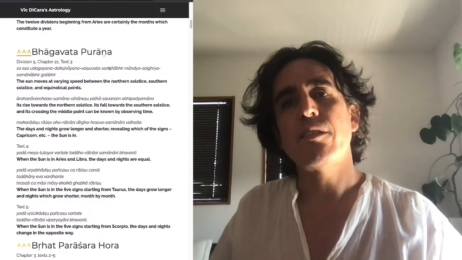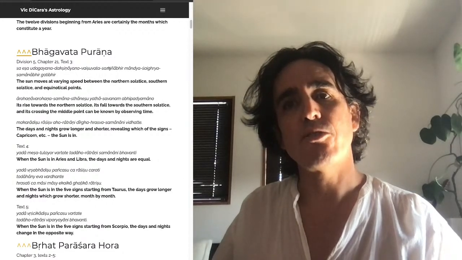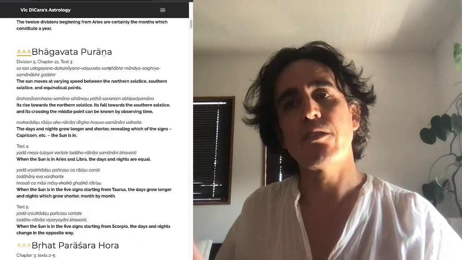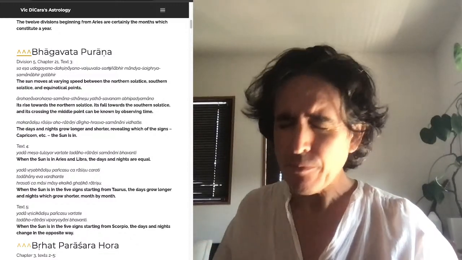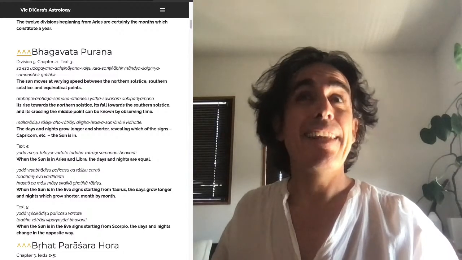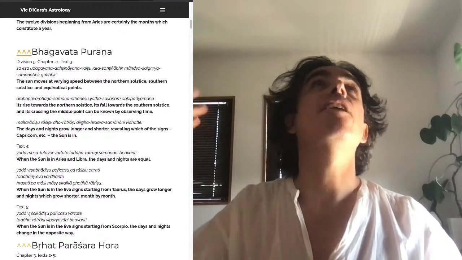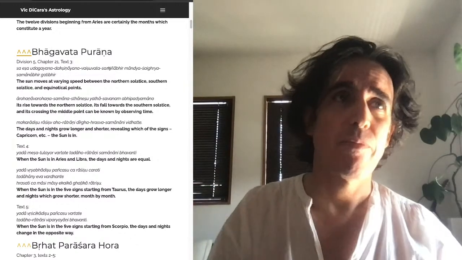Then he says, when the sun is in the 5 signs starting from Taurus, the days grow longer, the nights grow shorter month by month. And when the sun is in the 5 signs starting from Scorpio, the days and nights change in the opposite way. This is how the zodiac is defined and explained in the Puranas. This same definition is given in Vishnu Purana and Padma Purana. And there's not another definition given in any other Purana. This is the only definition given of the zodiac. So this isn't competing with somebody else's definition.